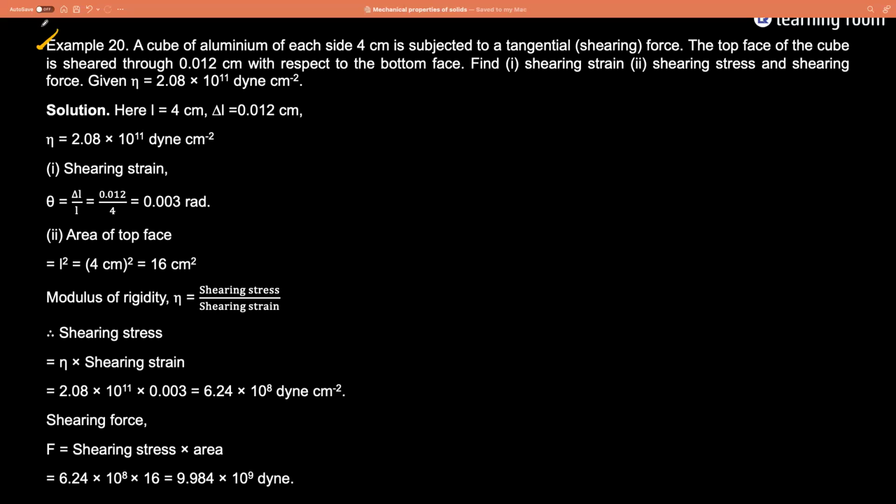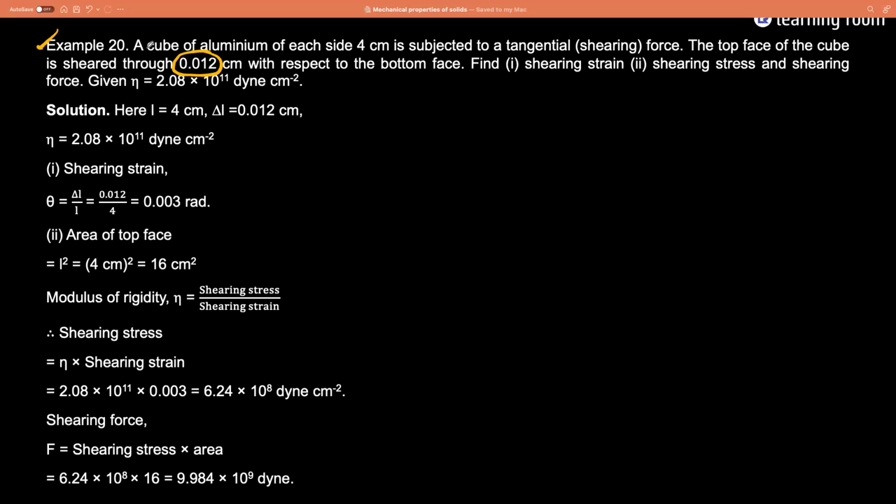So let us solve a problem. There is a cube of aluminum of each side 4 centimeters subjected to a tangential shearing force. The top face of the cube is sheared through 0.012 centimeter with respect to the bottom face. What is the meaning of this? The relative displacement between the two parallel surfaces is going to be 0.012 centimeter. Find the shearing strain.